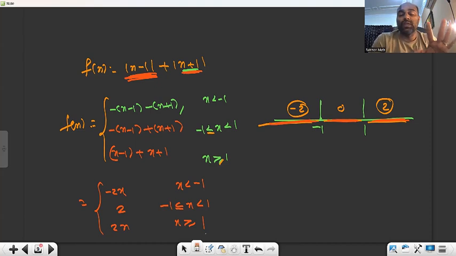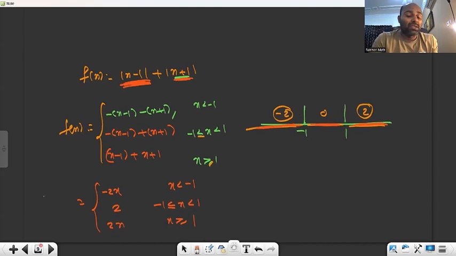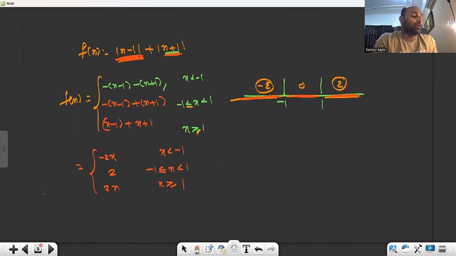It is not at all differentiable. It is not differentiable at x equal to... Please write this function and solve it, all you people have to do.